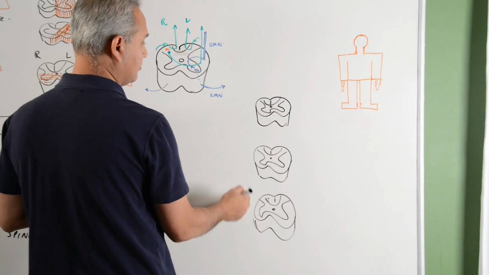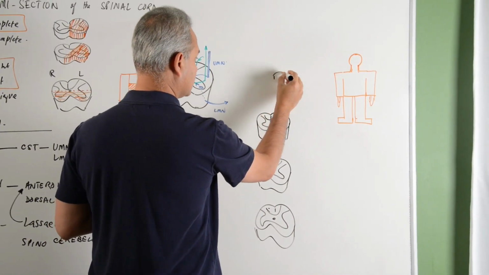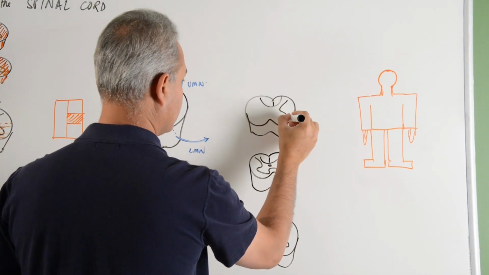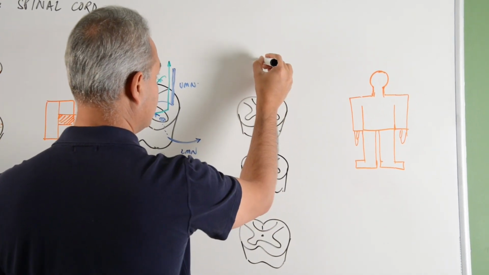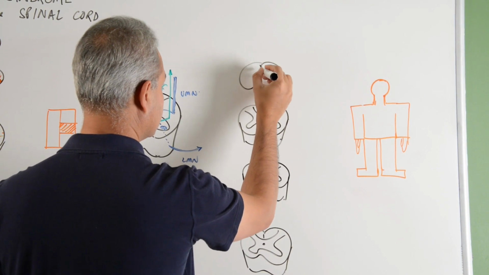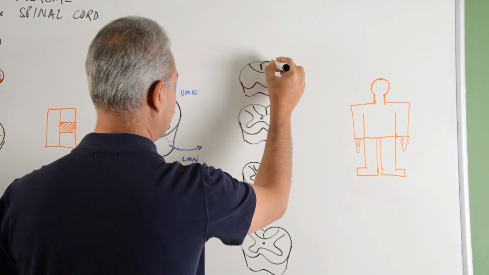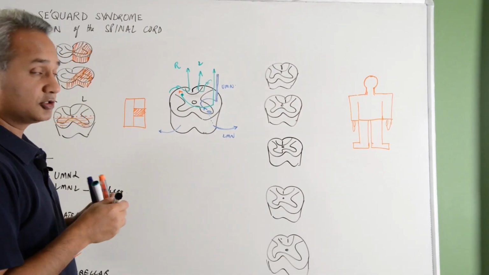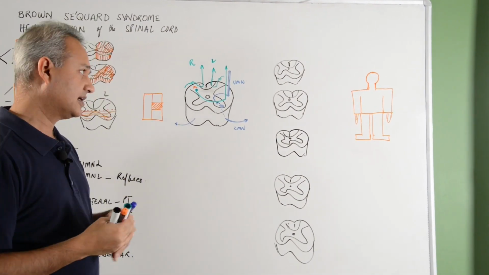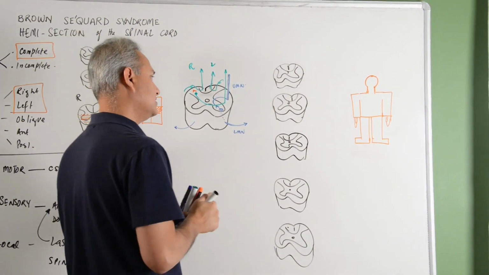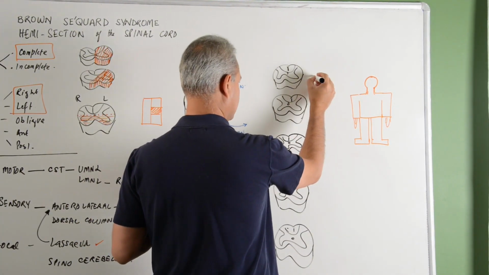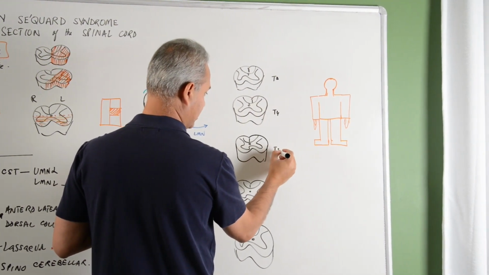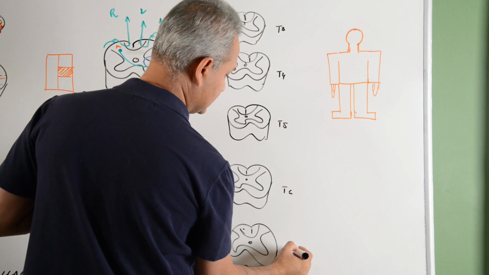Cool. So 1, 2, 3, let's make one more segment here, 4, and one more segment here, 5. Why 5 segments? It is really important to understand the ascending and descending tract, and let's give them a number. Let's say this is T3, T4, then T5, T6, T7.